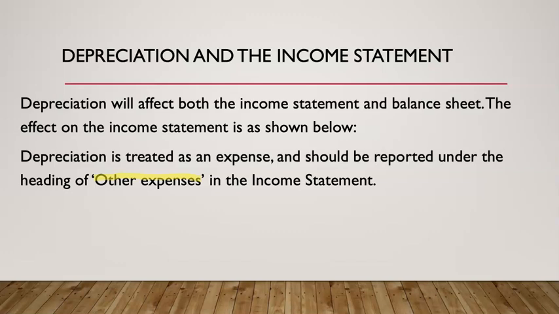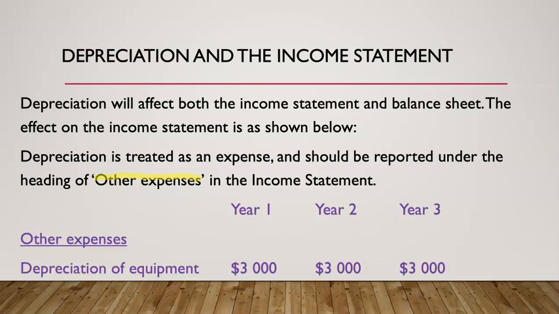So it's not going to impact your gross profit, your adjusted gross profit, but it will impact your net profit. And it could look something like this. Our depreciation for each year in this case was $3,000 of depreciation under other expenses. And this means our profit is going to go down by $3,000 because of this depreciation.